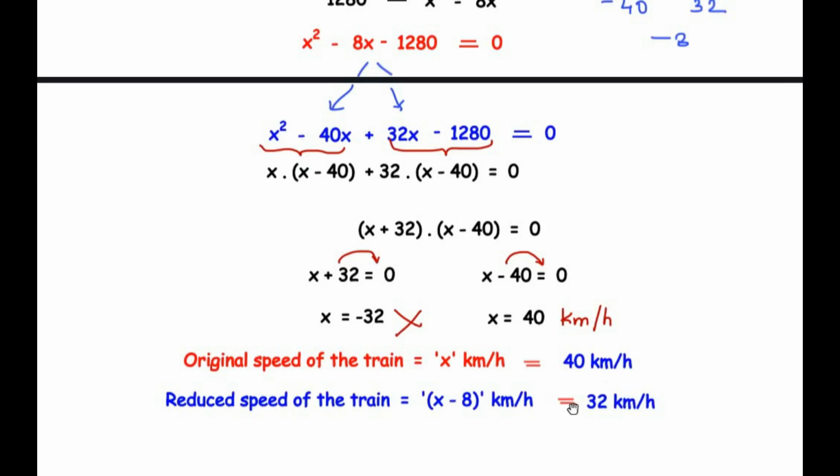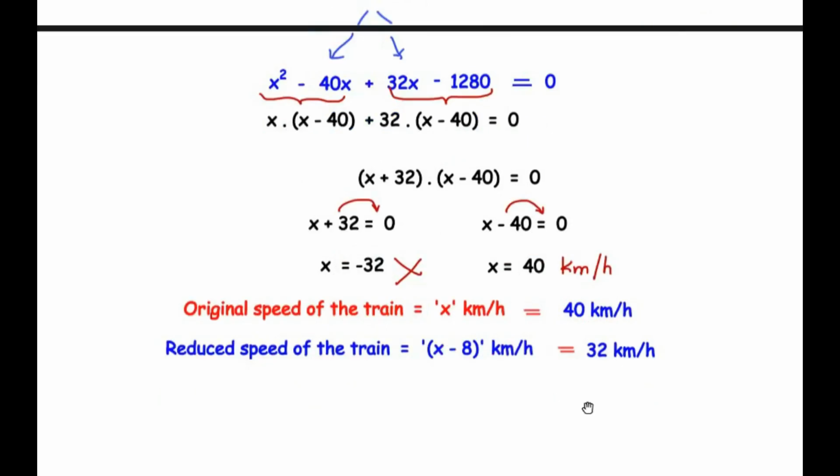So it means that if the train travels at 32 kilometers per hour, it is going to take 3 hours more than when it was going to travel at 40 kilometers per hour to cover a distance of 480 kilometers.